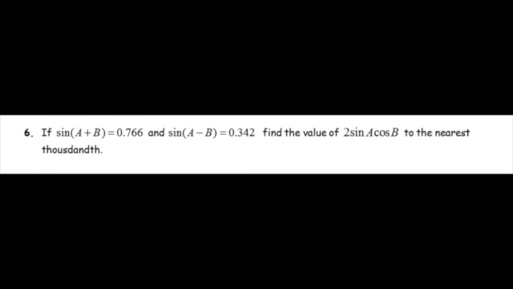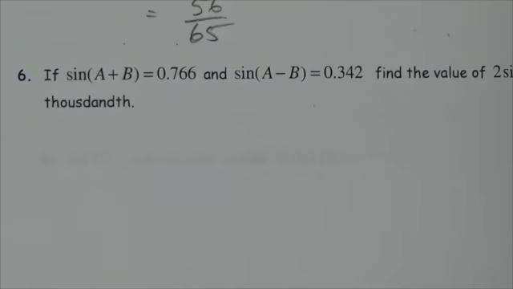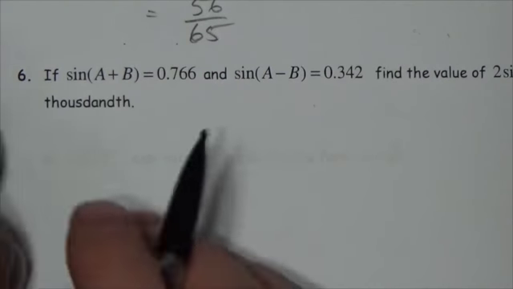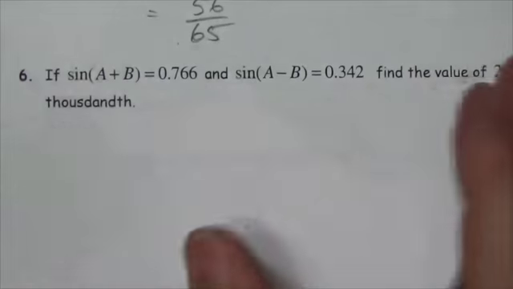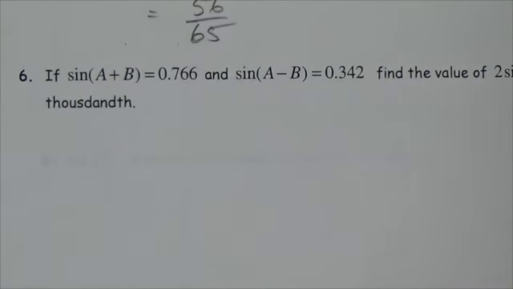If the sine of A plus B is 0.766 and the sine of A minus B is 0.342, find the value of 2 sine A cos B to the nearest thousandth. All right, this is kind of a cute, well, cute I guess is a relative term, but it's kind of an interesting little question here. One way of looking at these identities, it's maybe a little different than we would normally do, and kind of a throwback to Math 10 actually.